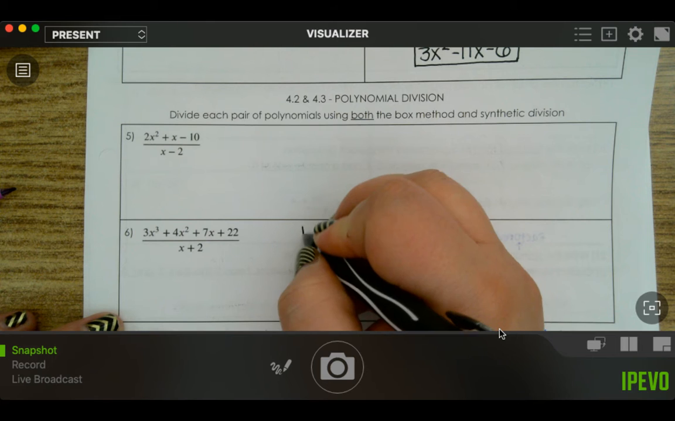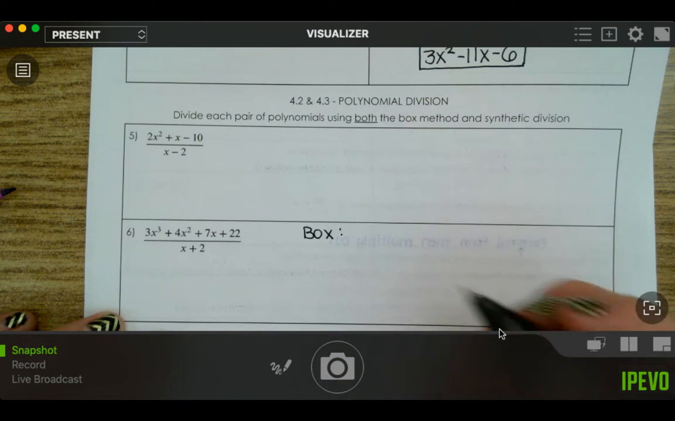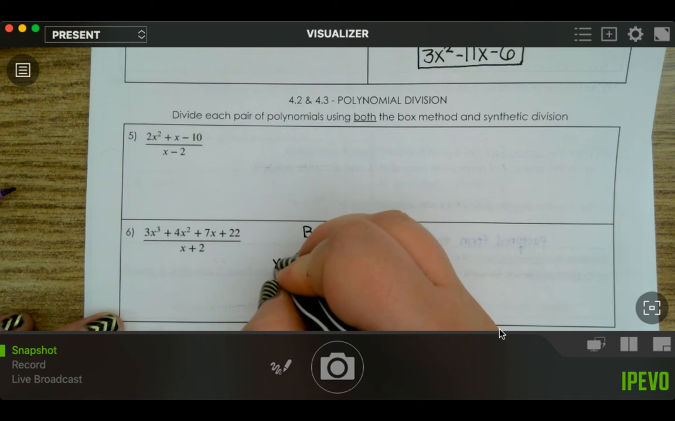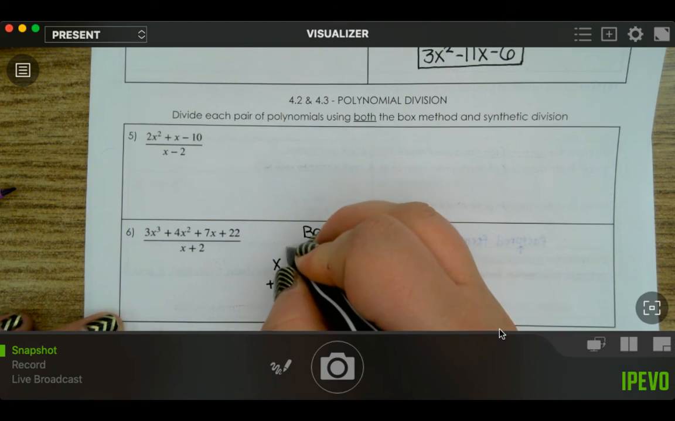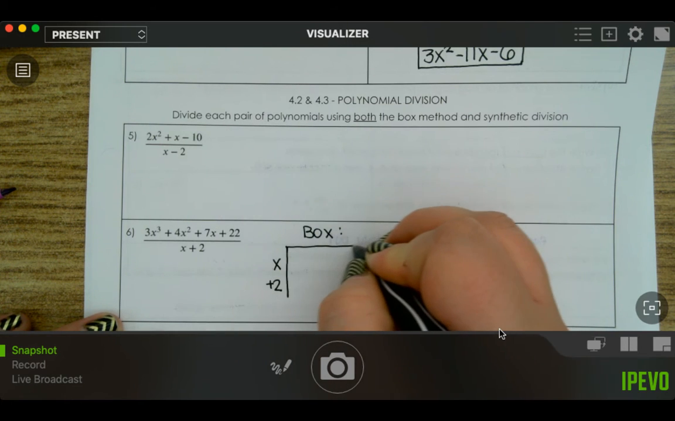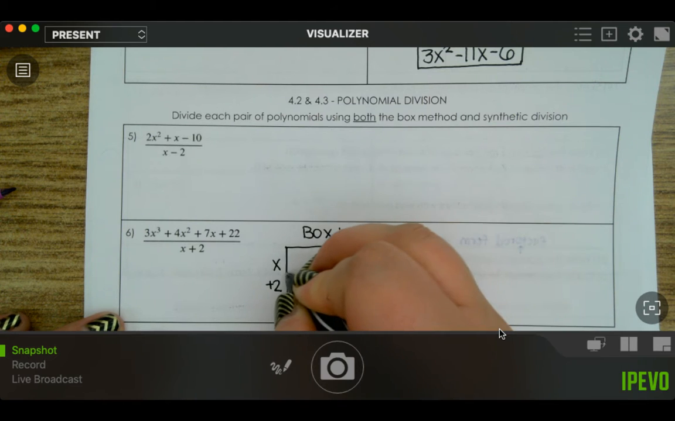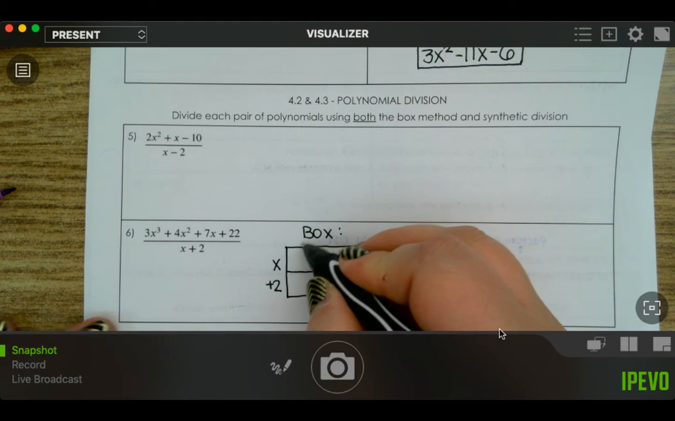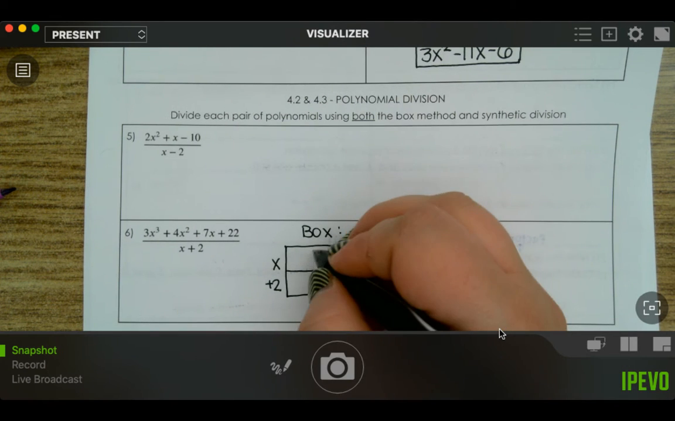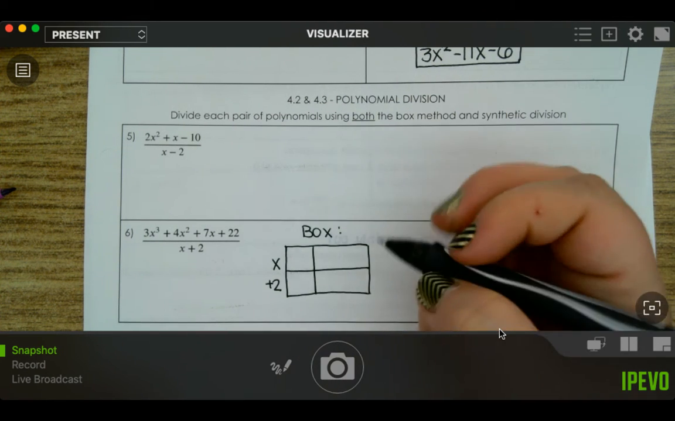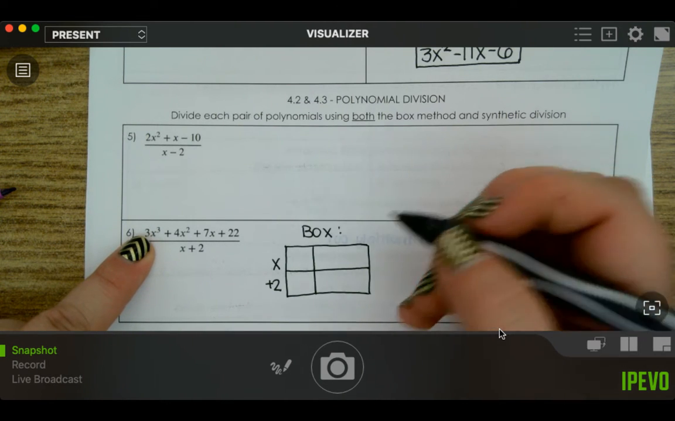So when you are using the box method, that is where you take whatever's on the bottom, x plus 2, and you're going to make a box out of it, where the x gets its own row and the 2 gets its own row. And I probably left a little more space up there, but that's all right. And then I'm going to draw my first column in the box. And inside the box, you're going to start putting the pieces of the polynomial on top.